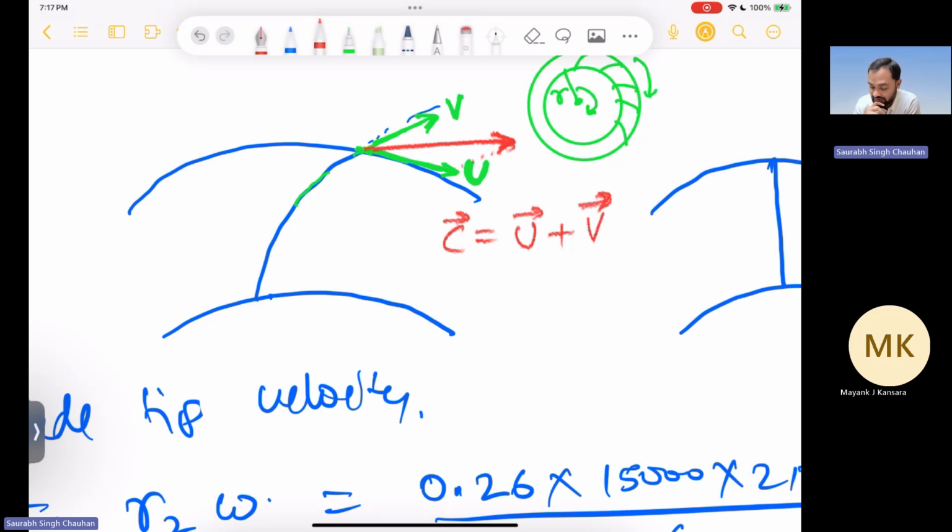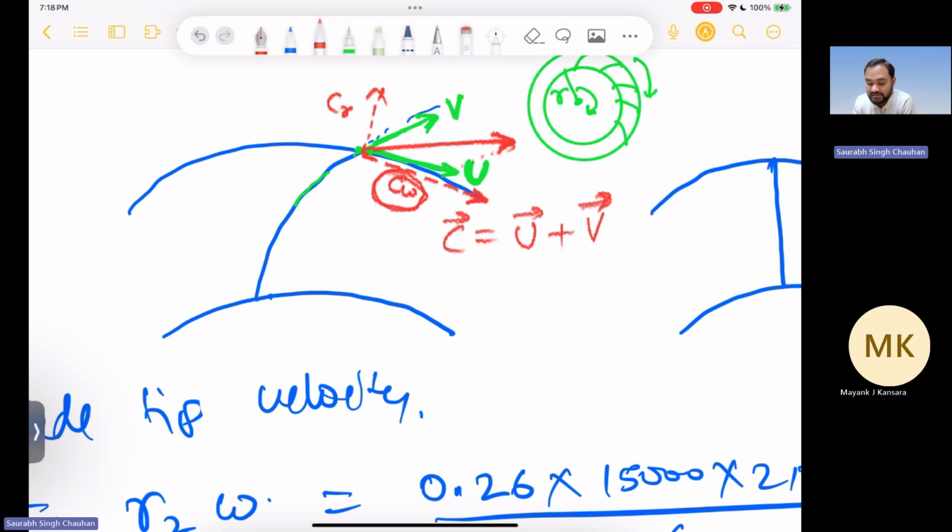Now this absolute velocity can be resolved into two components. One component will be along the direction of the blade velocity, along the tangential direction. The component along this blade is called the whirl component of the velocity, that is your Cw. And the perpendicular component, along the radius direction, is the radial component of the velocity, or Cr. This Cw is very important, because when you are calculating the work, you are using this Cw.